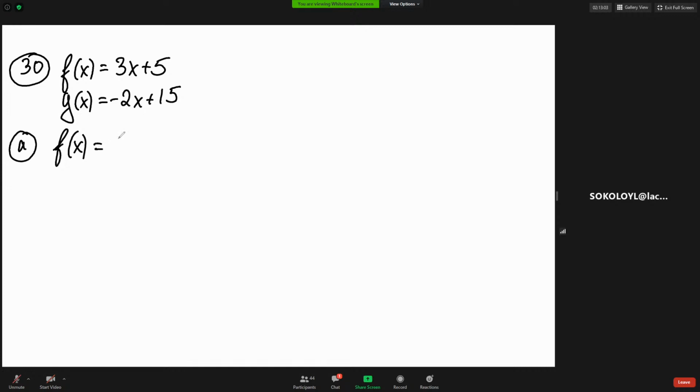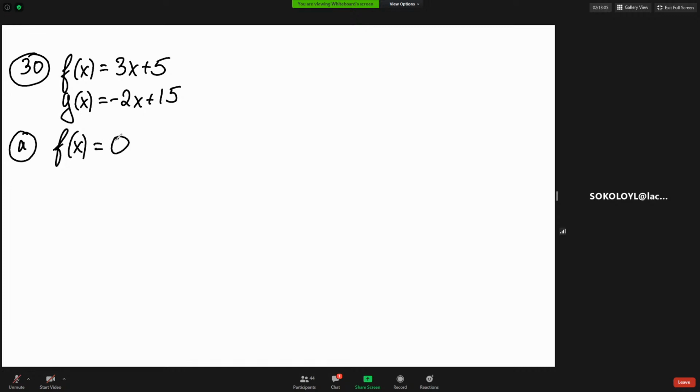So for number 30, we have an actual function defined for us. We have f of x defined as a linear function, 3x plus 5. And we have g of x also defined as a linear function, negative 2x plus 15. And then we have various parts of this question. Part A asks us to solve the equation f of x equals 0.